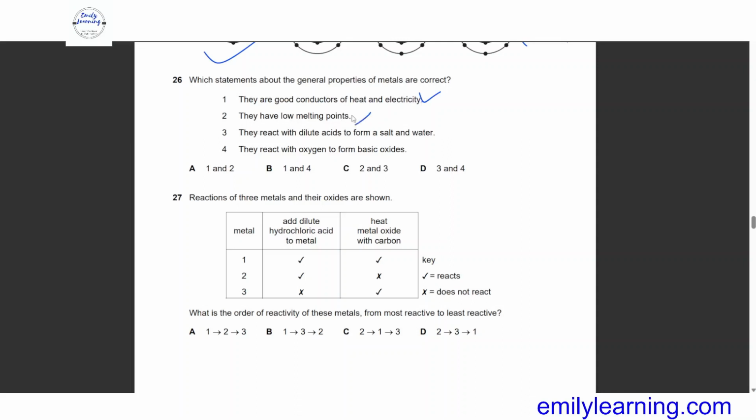They have low melting points. Not necessarily true. They react with dilute acids to form salt and water. No, they react with dilute acids to form salt and hydrogen, so this is out. They react with oxygen to form basic oxides. Yes, in general that is true, because they are asking for general properties, so we don't look at the exceptions. So in other words, 1 and 4 are correct. So the answer is B.